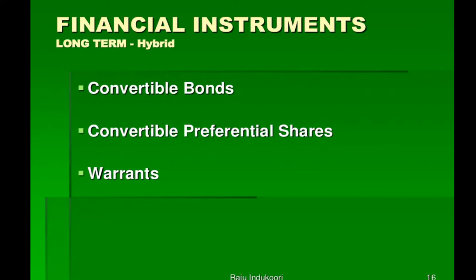As a hybrid security, the price of a convertible bond is especially sensitive to changes in interest rates, the price of the underlying stocks, and the issuer's credit rating. A convertible bond pays fixed income interest payments but can be converted into a predetermined number of common stock shares.